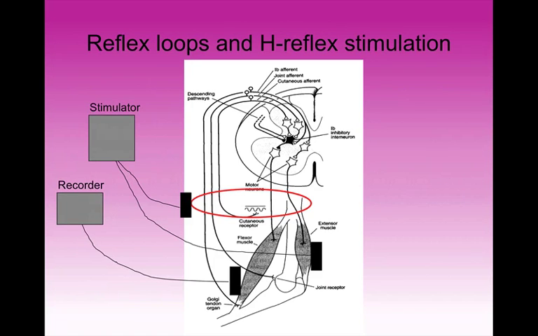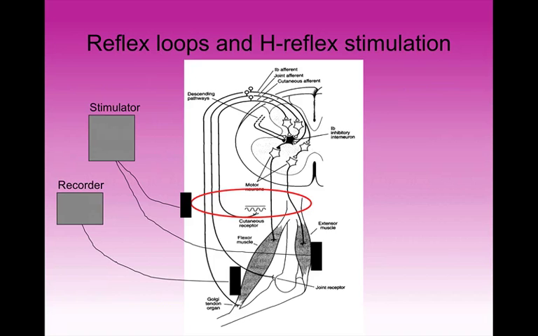The H-reflex essentially involves a stimulator and an EMG recorder. The stimulator will stimulate the nerve. So again, I'll use the soleus as an example, although this is clearly a picture of an elbow. But in the soleus, we would stimulate the tibial nerve in the popliteal fossa. The EMG would be over the soleus.